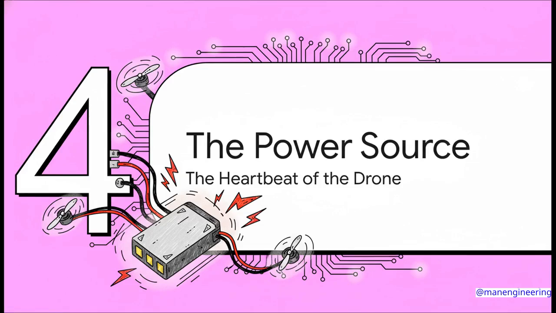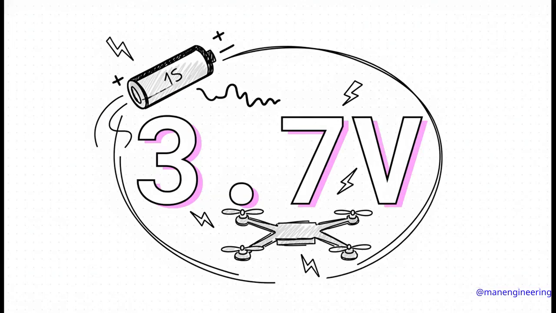Almost every single custom-built drone uses a specific type called a LiPo, or lithium polymer battery. And the reason is simple. They can deliver a massive amount of power really quickly. So, the fundamental building block of every drone battery is just a single cell. One of these cells, which we call a 1S cell, gives you a nominal voltage of 3.7 volts. Think of this as our basic unit of power.